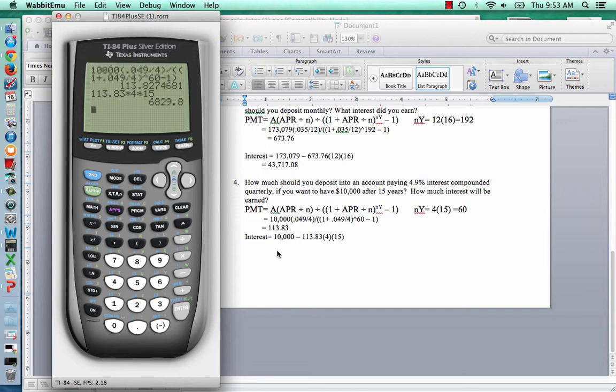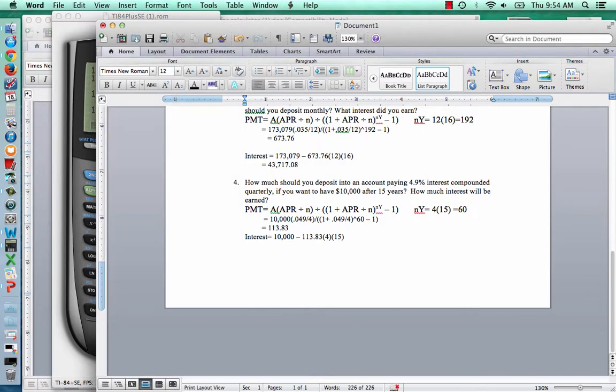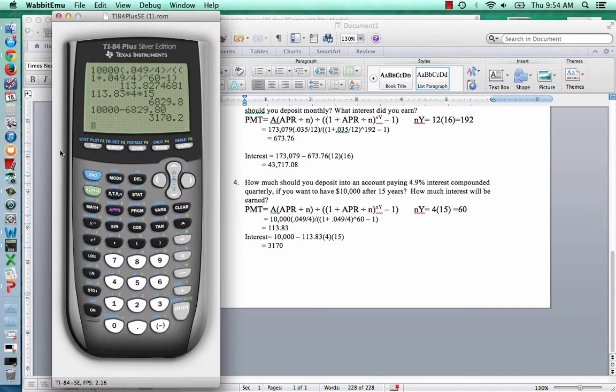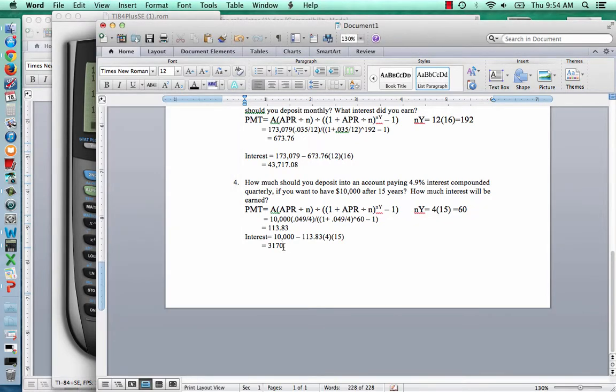Okay, so over the period of 15 years, we actually just paid $6,829.80. So that grew to $10,000. So the interest would be the difference, $10,000 minus $6,829.80, which is $3,170 in interest. 3,170, and how many cents here? 20 cents of interest.